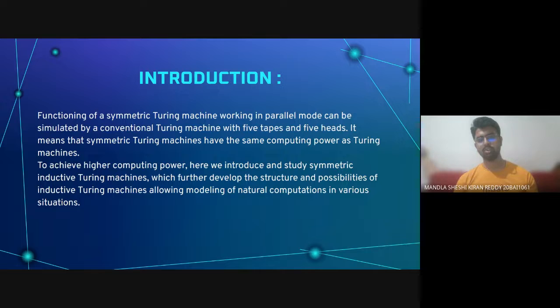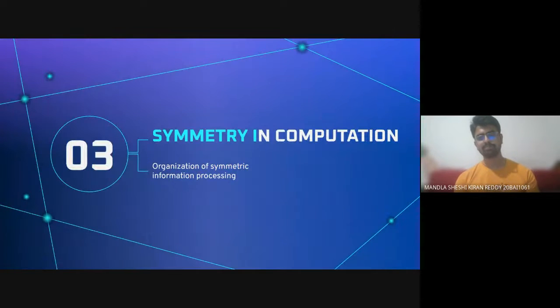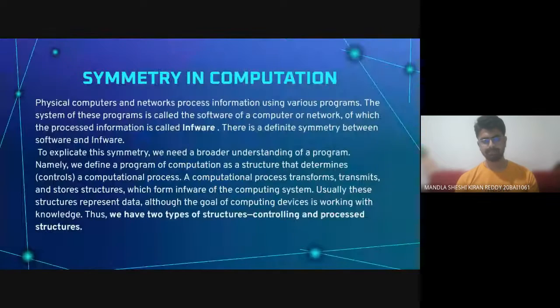So what do we have to do? We introduce symmetric inductive Turing machines, which further develop the structure and possibilities of inductive Turing machines, allowing modeling of natural computation in various situations. So let's see how we'll be developing the symmetric inductive Turing machine and a reflexive inductive Turing machine, which is a part of this. The third part is symmetry in computation, which is the organization of symmetric information processing.